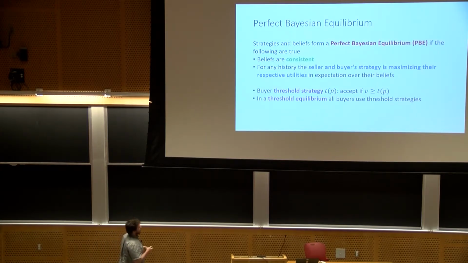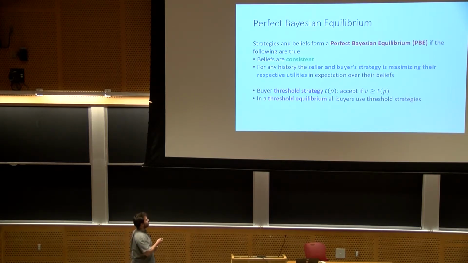Our solution concept is going to be a perfect Bayesian equilibrium. Most of you should be familiar with the term: essentially, beliefs should be updated as much as possible using Bayes' rule, and the seller and the buyer should be best responding to the other agents in the game for any possible history.